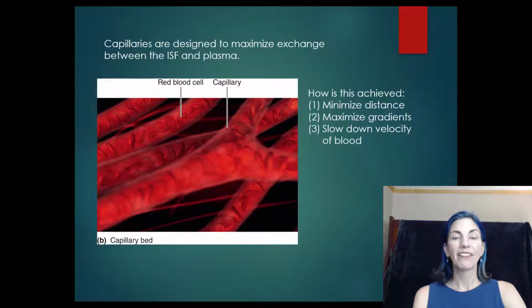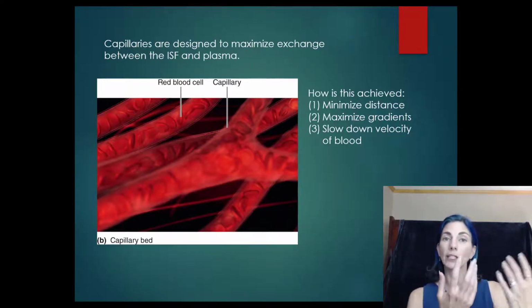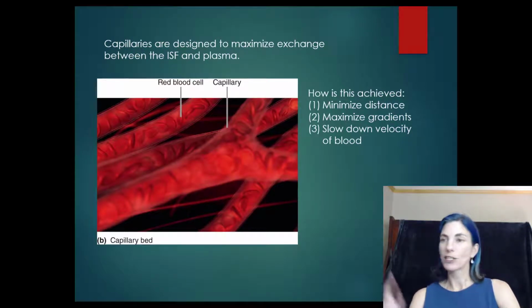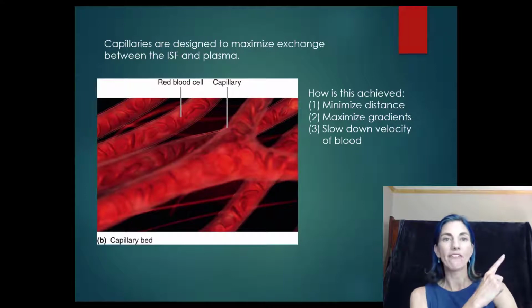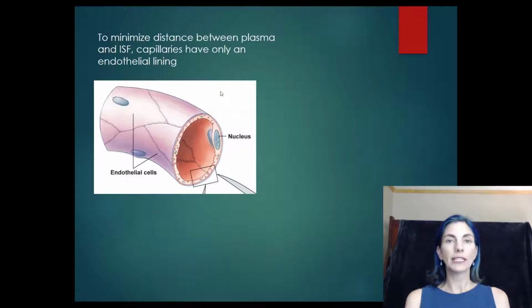And then finally, you want to slow down the velocity in the capillaries. By slowing down the speed of blood as it moves through the capillaries, you give that blood plenty of time to interact with the interstitial fluid. So you could imagine that if blood just zips by really fast, there's not enough time to participate in the exchange.